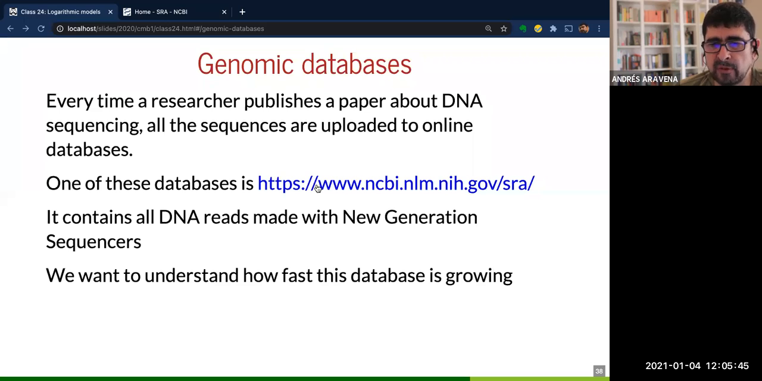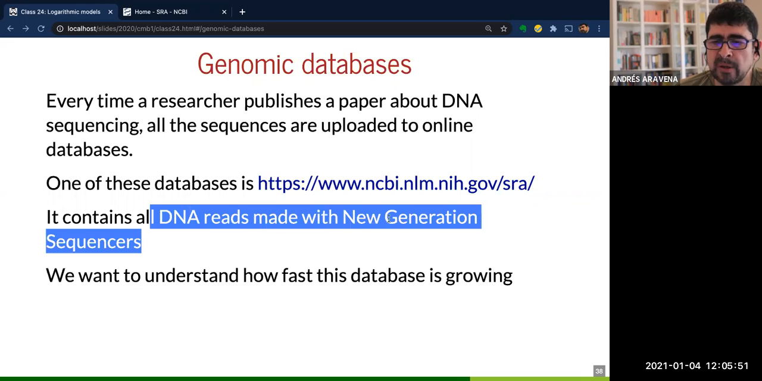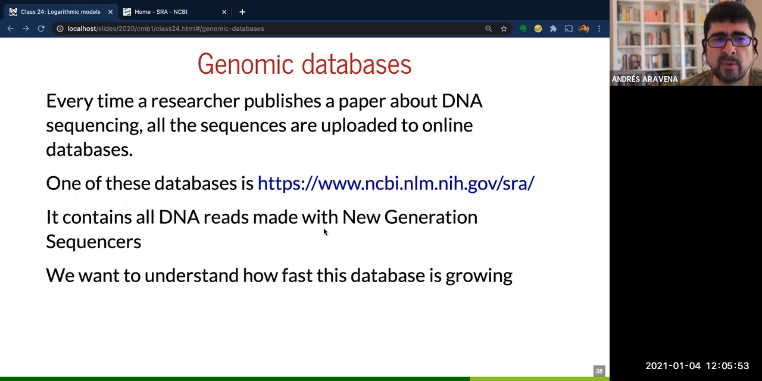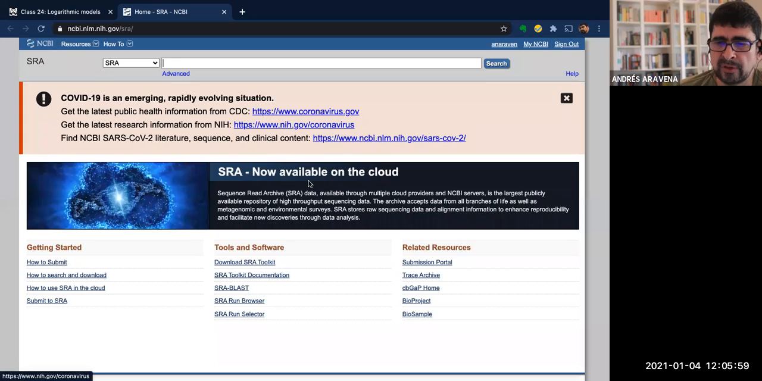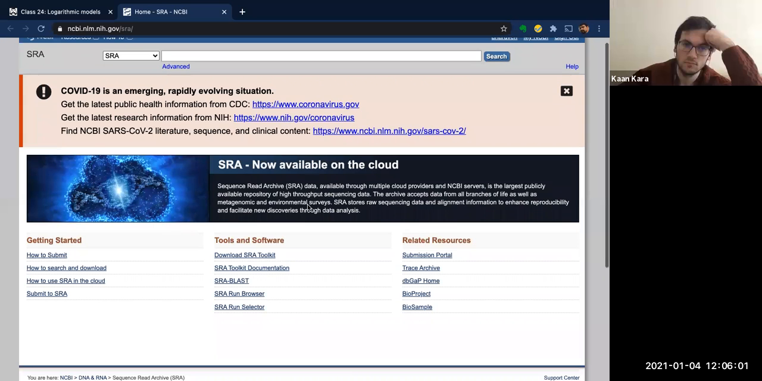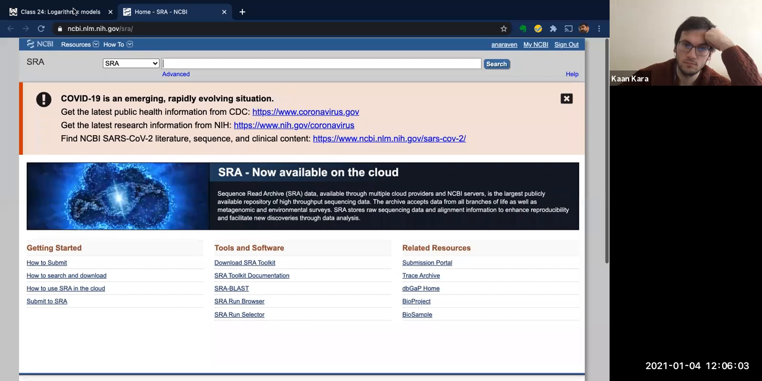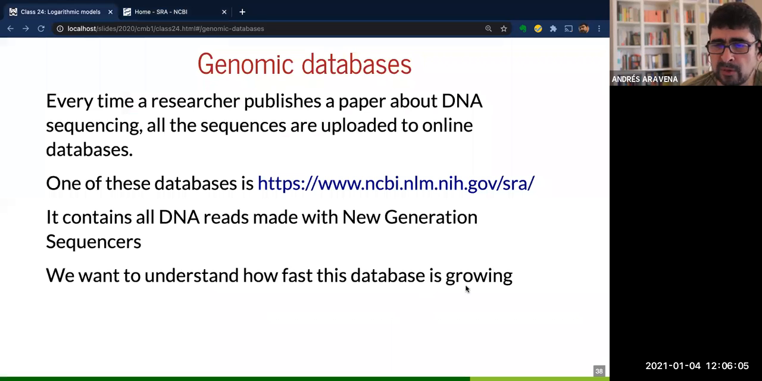But for today's class, I'm going to show you this, called the Short Read Archive. It contains all DNA reads made with new generation sequencers. And we want to see how this data is growing. Okay. So this is the website, and if you can take a look. But let me go one step further. What I want to show you here is this.